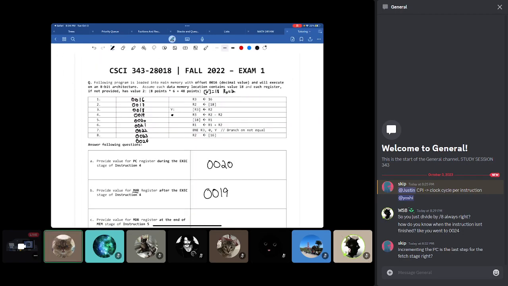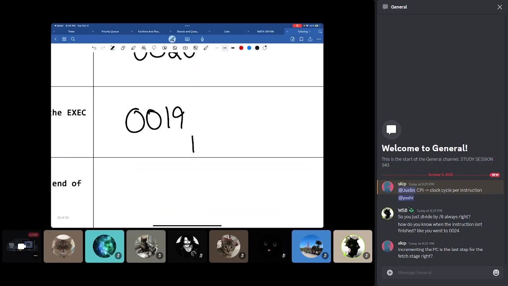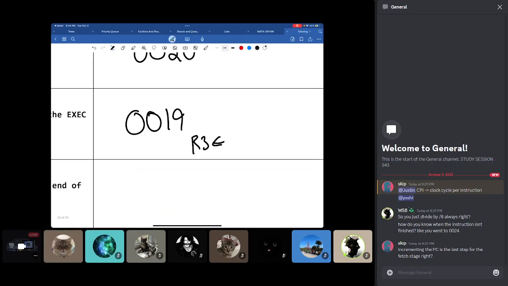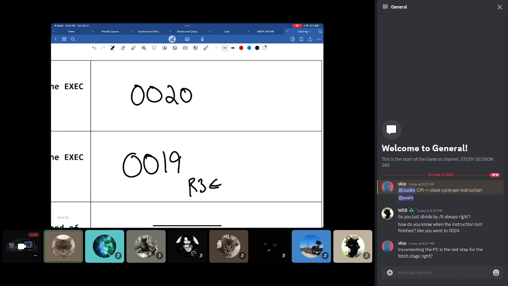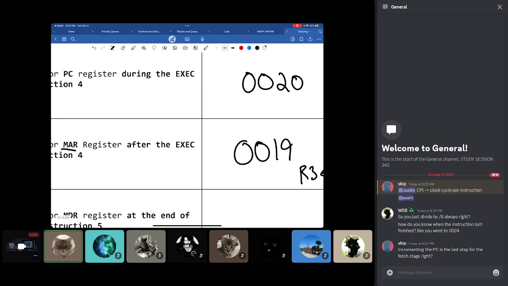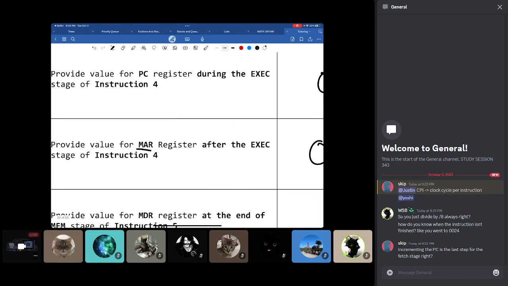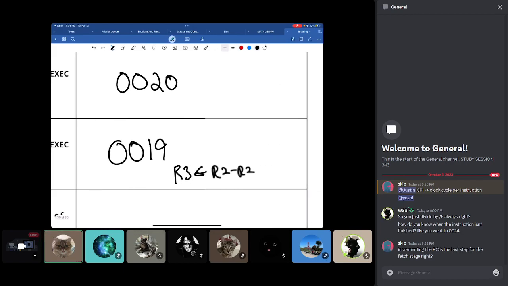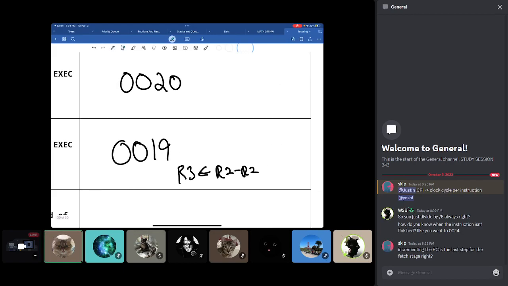Okay. Now let's say it said MDR, then your answer would be R3, R2, R2, right? Because that's the instruction we grabbed from the main memory, put into MDR, and then from there it was put into IR. So again, if it said MDR, that would be the answer. Okay. Any questions about that?